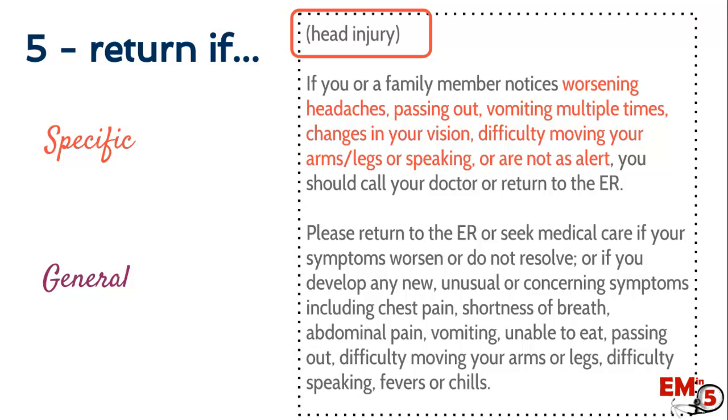So for a head injury, think about if they have worsening headaches, if they pass out, they continue to have vomiting, and then any neuro deficits, spell that out for them. Any changes in their vision, difficulty moving, speaking, or being less alert.